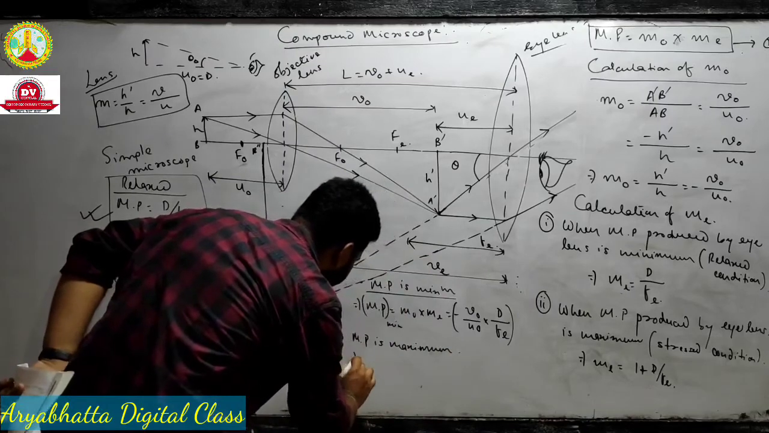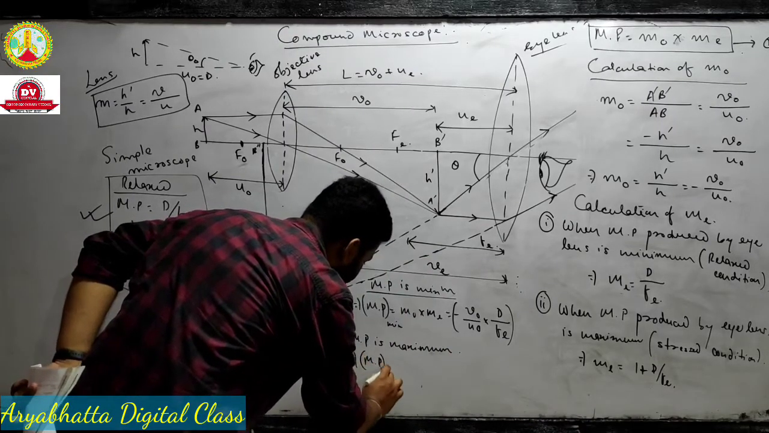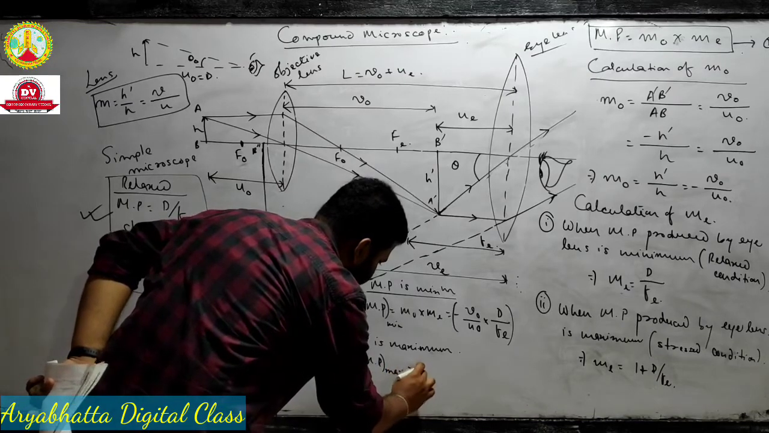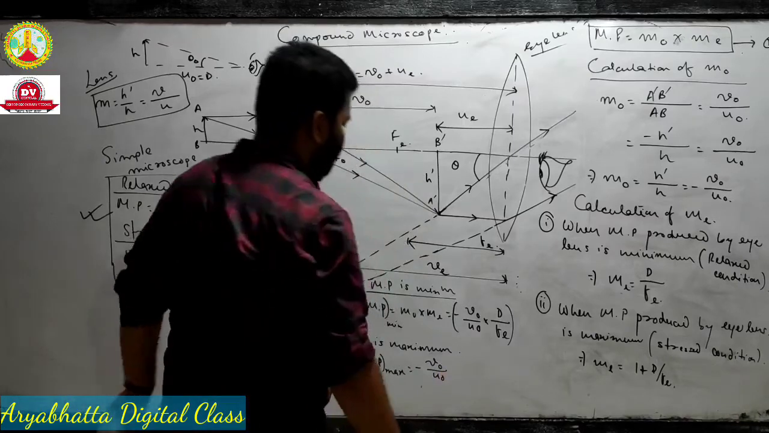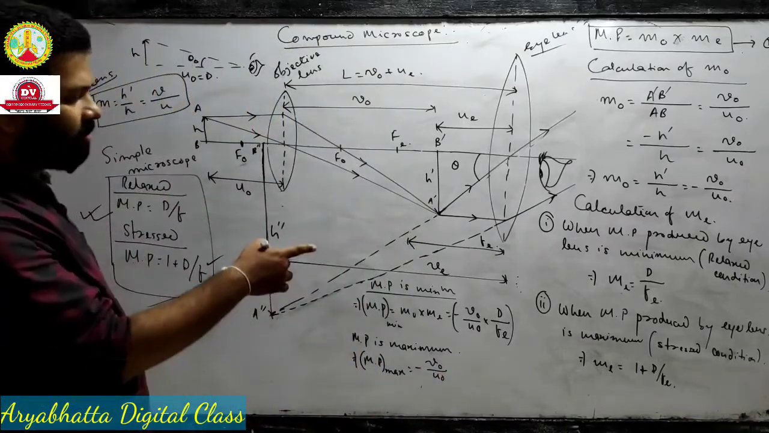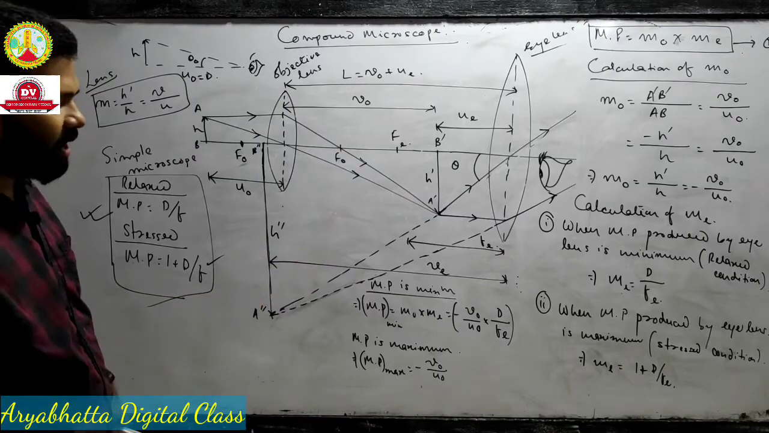Then what will happen? That is, MP max is minus of v naught by u naught. What is it for maximum magnification? What is the magnification produced by the eyepiece?